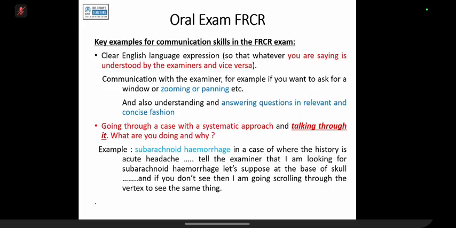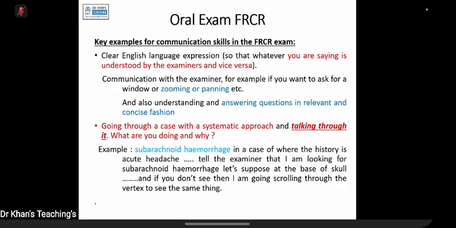One of the key techniques for communication is talking through the case. Just think like this: you are in the department and the surgeon comes and says, I am very worried about this, can you tell me what is happening? And you are talking through the case with the surgeon, saying this is the colon and you can see there is a thickening.